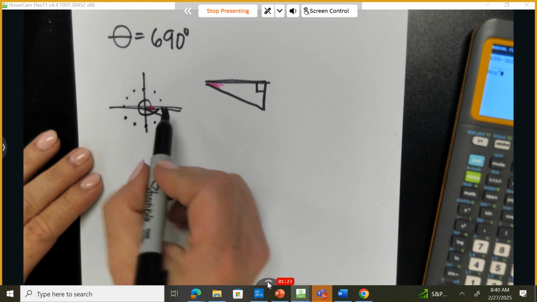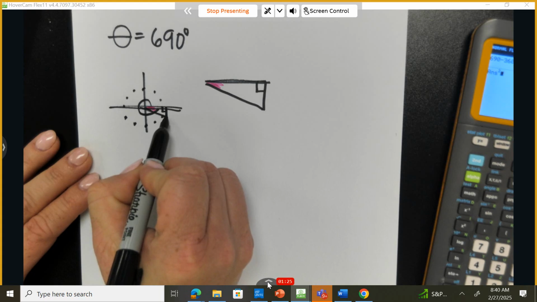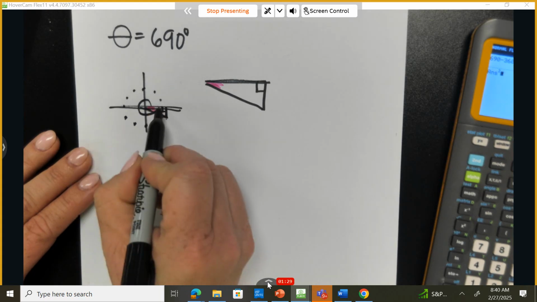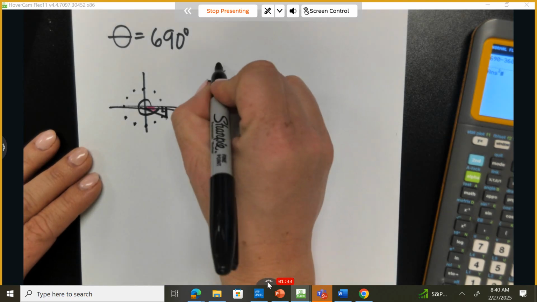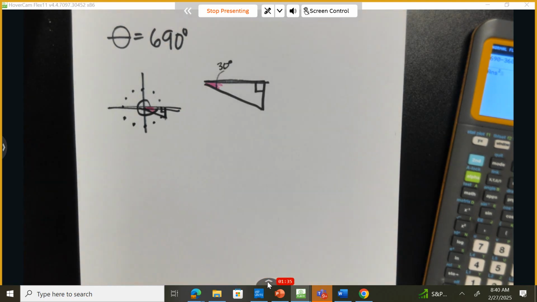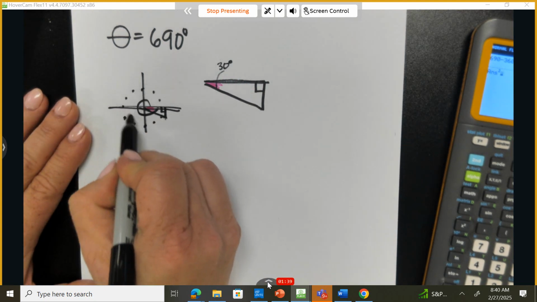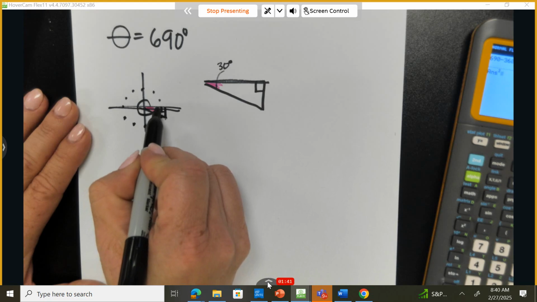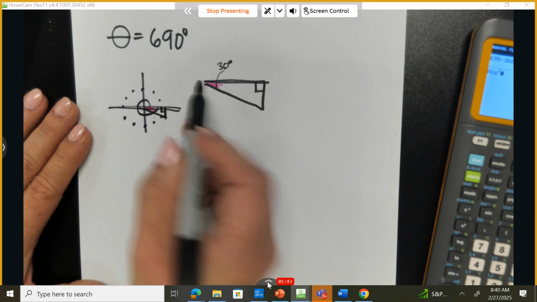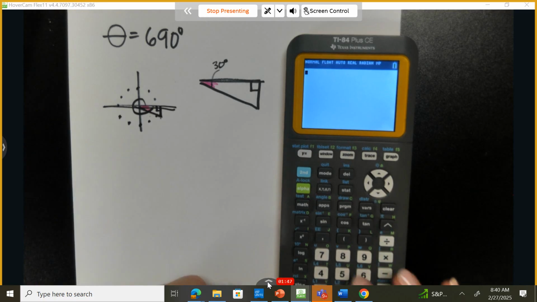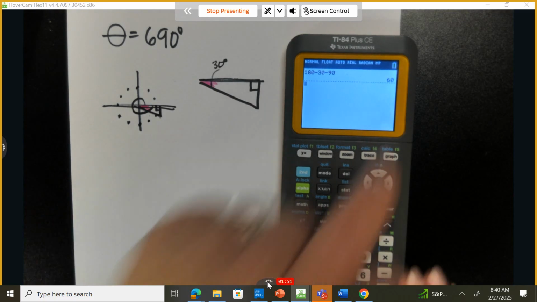Okay, so when I stopped here, I was at 330. How much more do I have to go to hit this full revolution? 30 more. That means this is 30. Again, we went once around, and then my second time around, I stopped right here at 330. I need 30 more to get back to 360. So if this is 30, they have to add up to 180. So I have 180 minus 30 minus 90, and I'm left with 60.